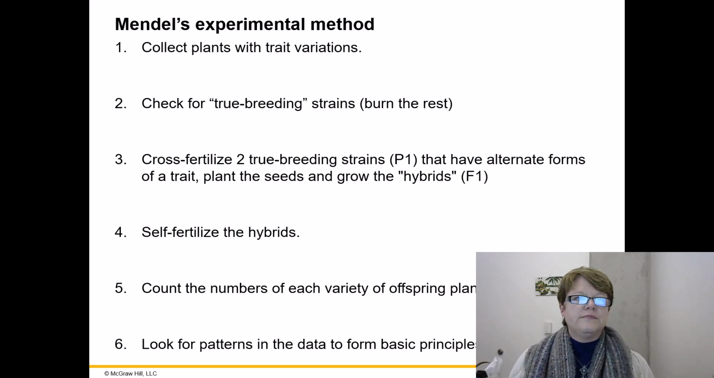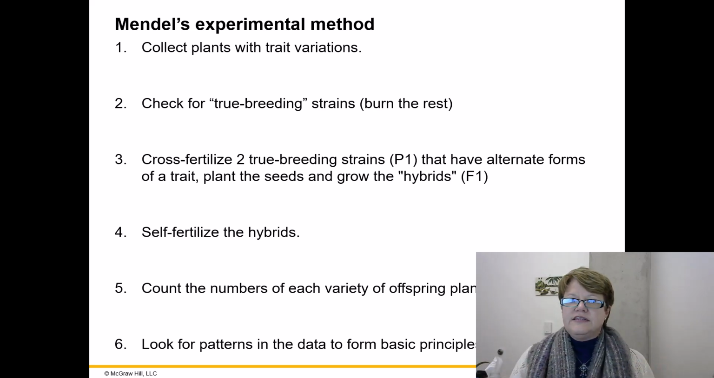The true breeding strains we call the P1 plants. So those are the ones that are true breeding. He tested them, and now he's going to crossbreed them. So he would take the P1 that was true breeding for purple flowers and cross it to the P1 that had true breeding for white flowers.